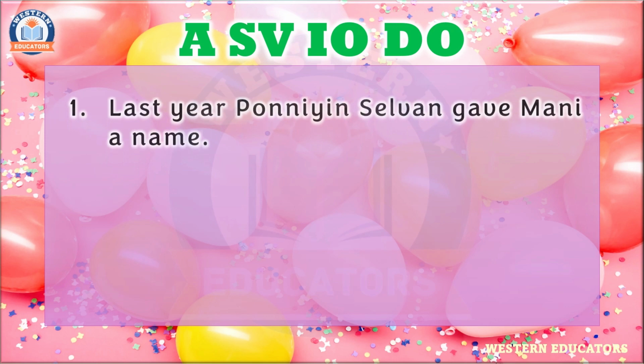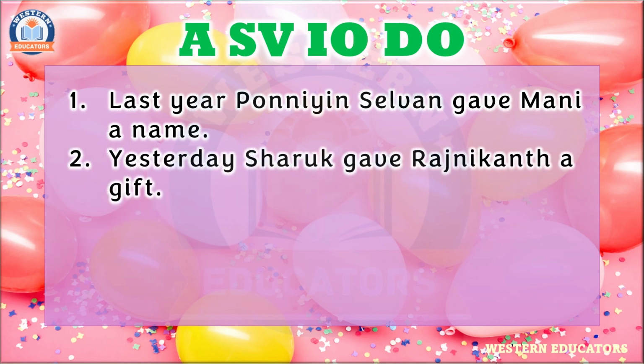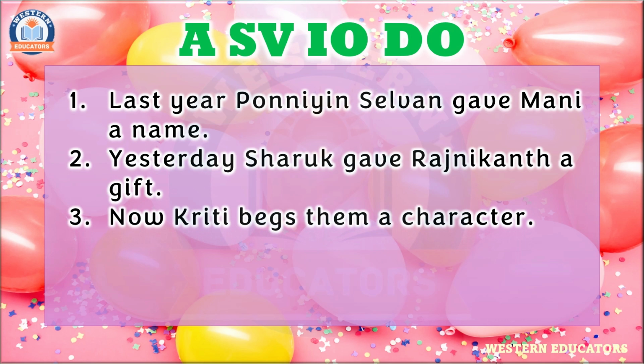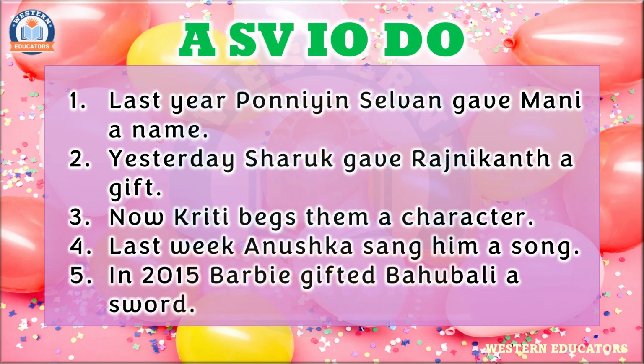These are some examples for ASVIODO. Last year Ponniyin Selvan gave money a name. I just added last year, so it is adjunct. Yesterday Shahrukh gave Rajnikant a gift. When did he give? Yesterday. So that is adjunct. Now Kruti begs them a character. It is ASVIODO. Last week Anushka sang him a song, ASVIODO, and the same, the fifth one. In 2015, Barbie gifted Bahubali a sword.